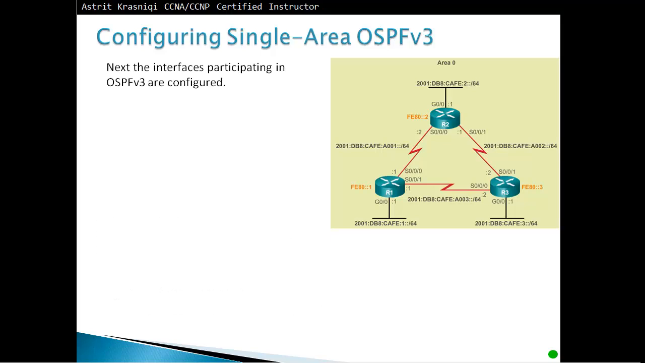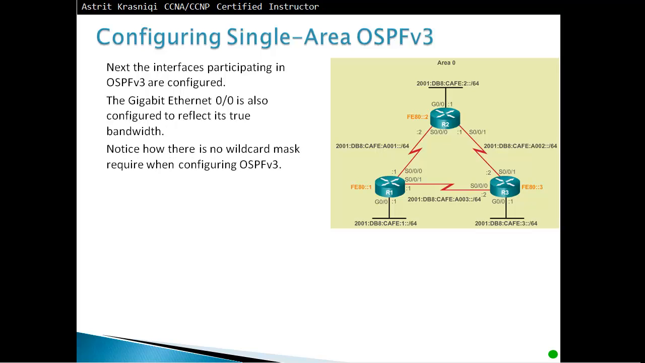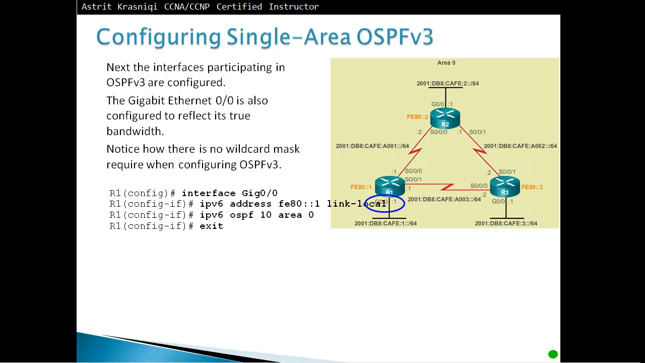Next, the interfaces participating in OSPF are configured. So we have to go to each interface and enable OSPF on that particular interface. GigabitEthernet 0/0 is also configured to reflect its true bandwidth. Notice how there is no wildcard mask required when configuring OSPF. For example, now we are setting the link local addresses as well. We go to G0/0, IPv6 address FE80::1, and we say link-local, and we say IPv6 OSPF 10 area 0.